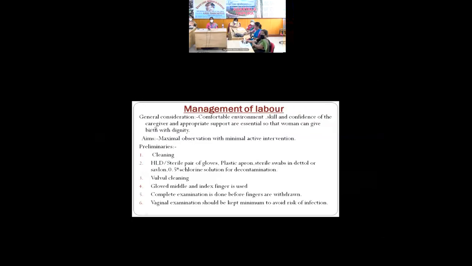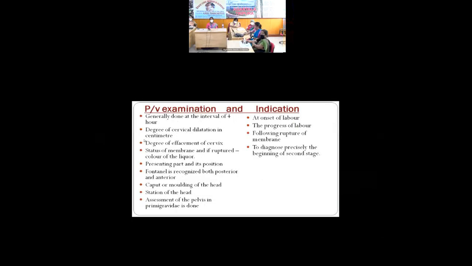Management of labor, general condition: you have to see maximal observation with minimal active intervention. Preliminaries are cleaning, sterile pair of gloves, apron, sterile swab in Dettol or Savlon solution, 0.5% chlorine solution for decontamination, vulval cleaning. A gloved middle and index finger is used, and complete examination is done before the fingers are withdrawn from the vagina. Vaginal examination should be kept to a minimum to avoid risks of infection.